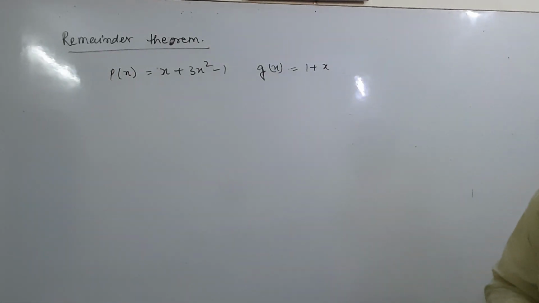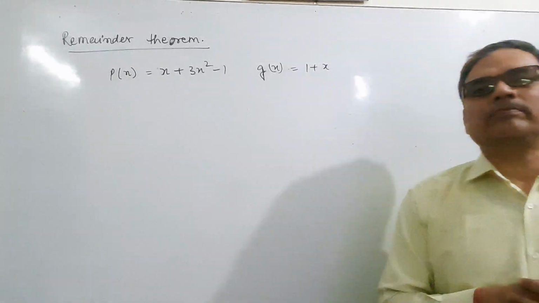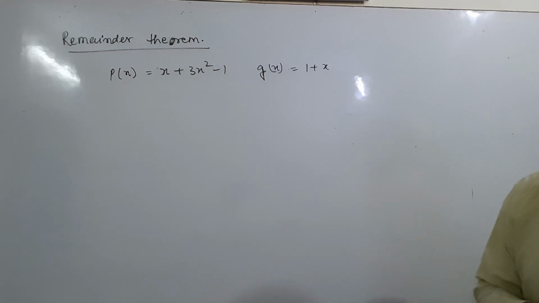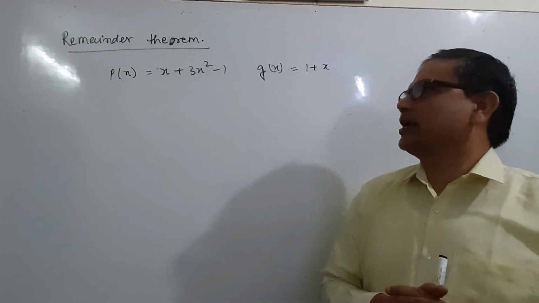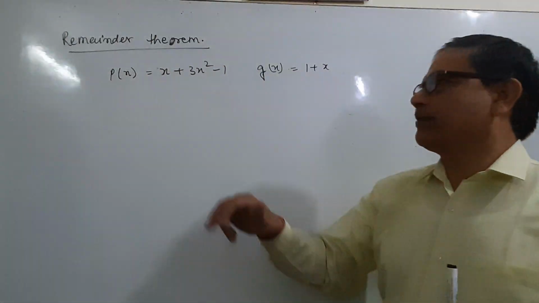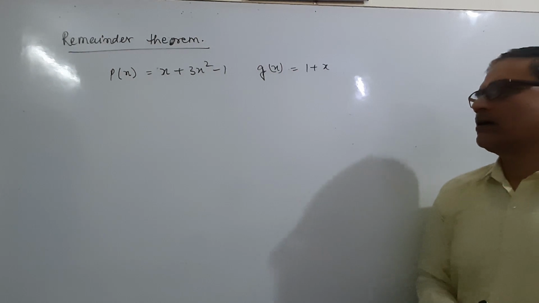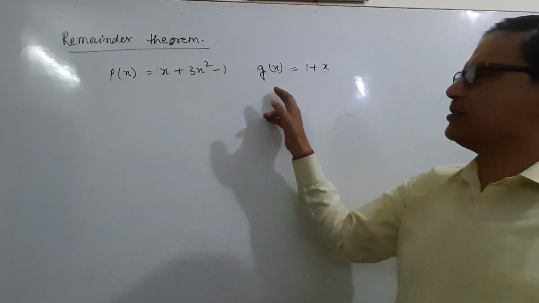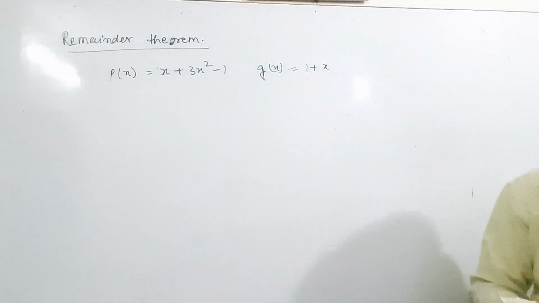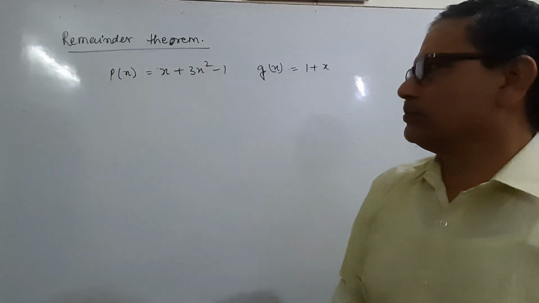And today we will study the remainder theorem of class 10 mathematics, which is exercise 2.3. In the previous class, we know very well p(x) is a polynomial and g(x) is also a polynomial. When p(x) is divided by g(x), what will happen? The remainder may be 0 or may not be 0.